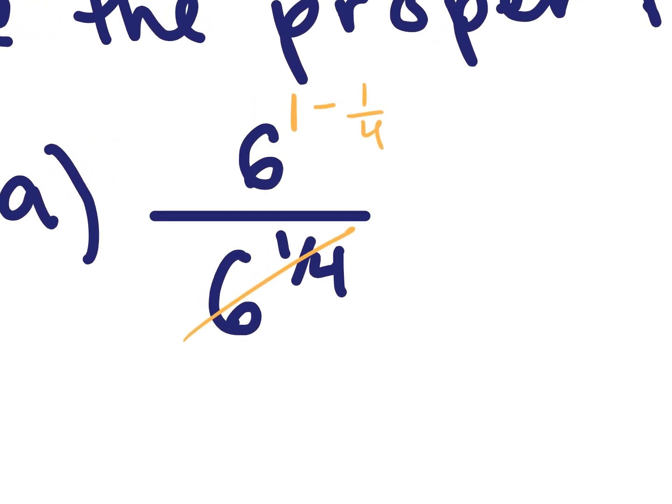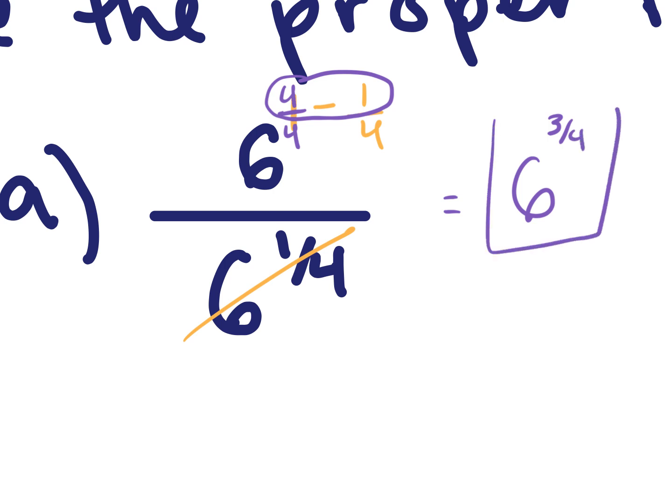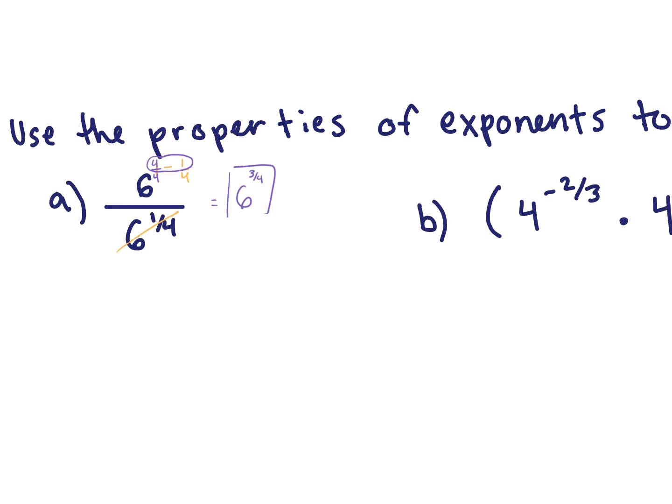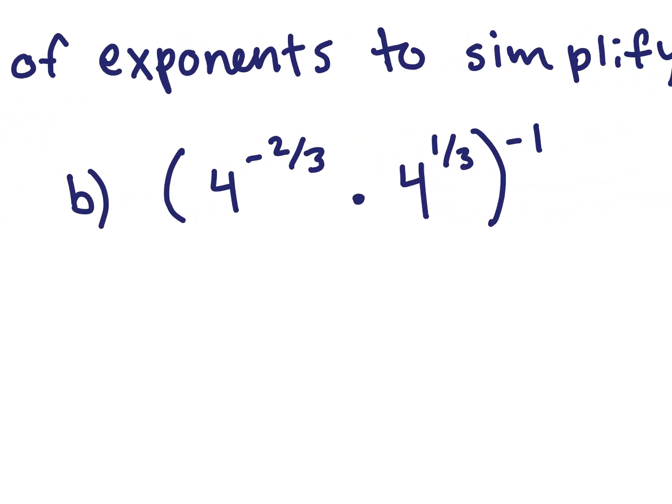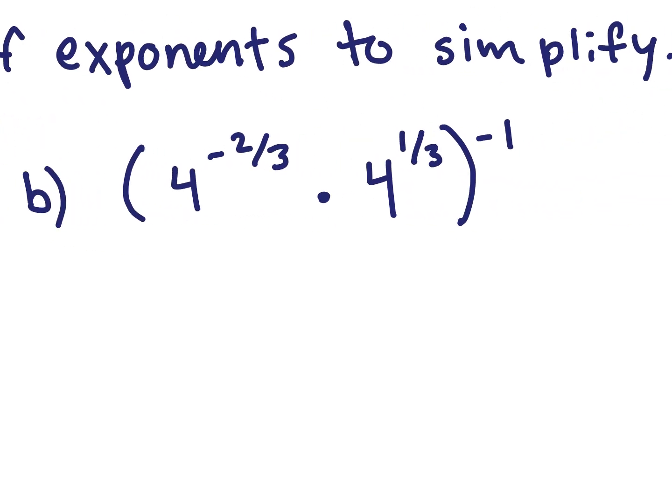Now I have fractions here. What do I need if I'm going to subtract fractions? Same denominator. So what can I change 1 to be? 4 over 4. So now I just subtract the numerators and keep the denominators the same. So this is 6 to what power? The 3/4 power. That's my answer. We can just leave it like that. All right, let's look at B.